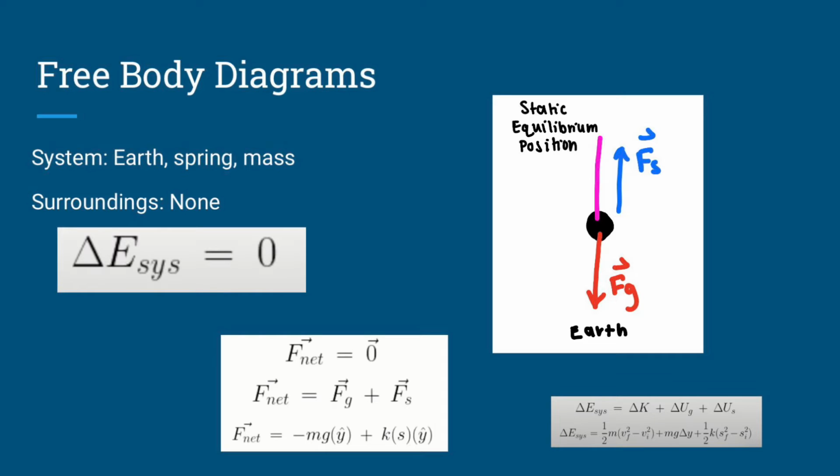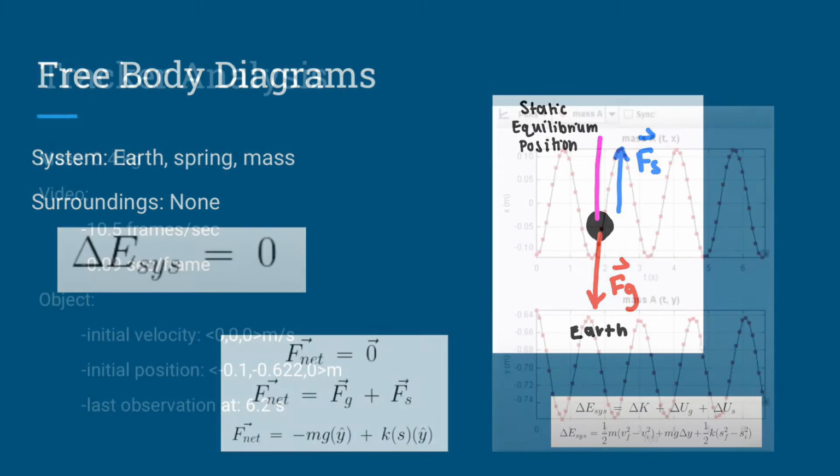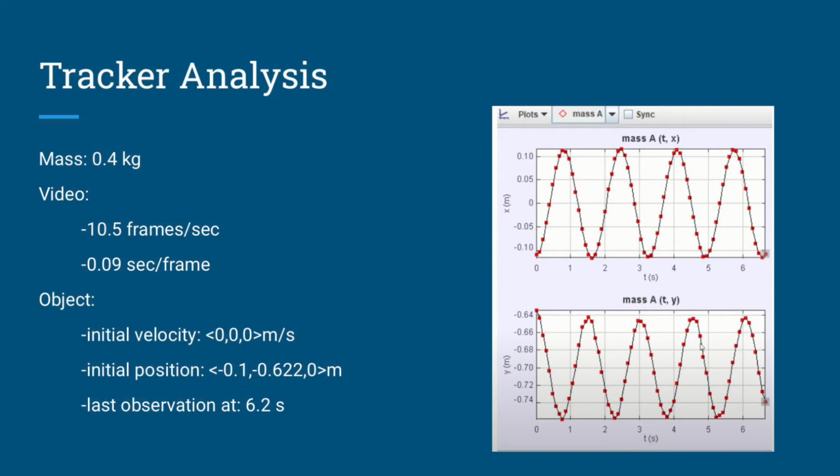The free body diagram of the system at static equilibrium shows the forces acting on the system, including the spring force and gravitational force. For the tracker analysis of the oscillating motion of the mass on the spring, the position of the mass in X and Y was tracked and stored in a table that was then placed in an Excel file and converted to a CSV file for model analysis. The tracker analysis shows that the mass of the object is 0.4 kilograms and that there is 0.09 seconds per frame, the change in time, and the object's initial position.